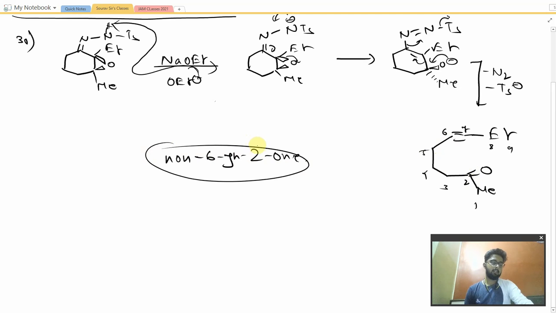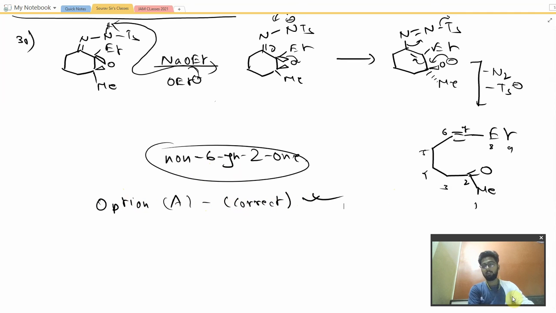Now in the options you can see that option A has this name, that is non-6-en-2-one. So option A would be the correct option. Moving on to the next question.